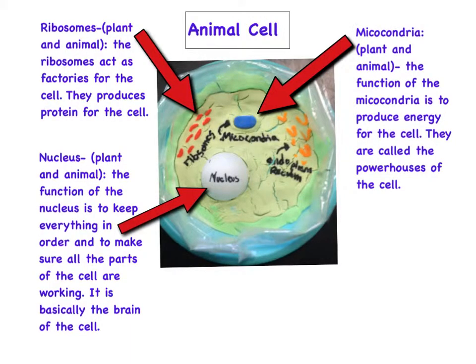The animal cell. The ribosomes act as factories for the animal cell. They produce protein for the cell. The nucleus. The function of the nucleus is to keep everything in order and to make sure all the parts of the cell are working. It is basically the brain of the cell. The mitochondria. The function of the mitochondria is to produce energy for the cell. They are called the powerhouses of the cell.